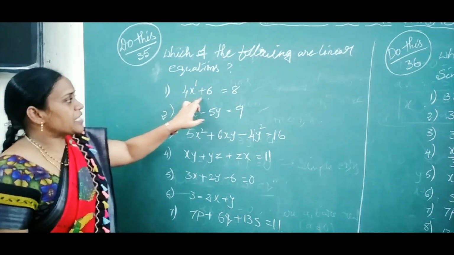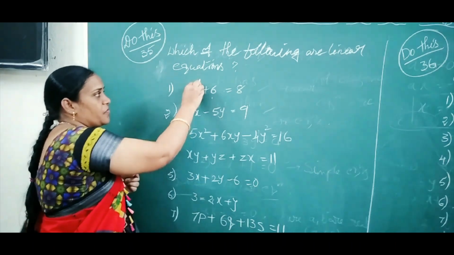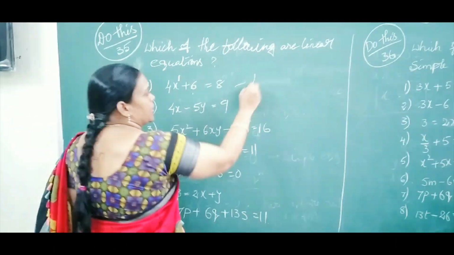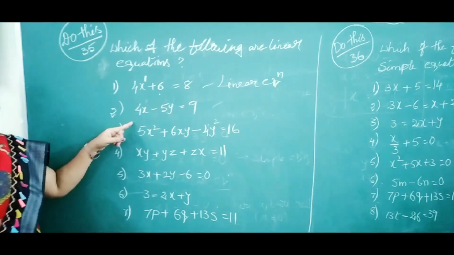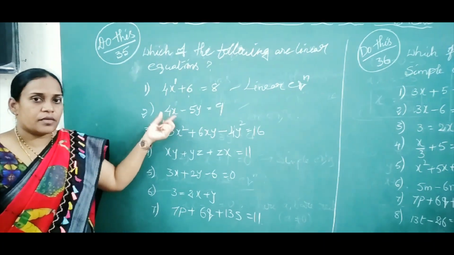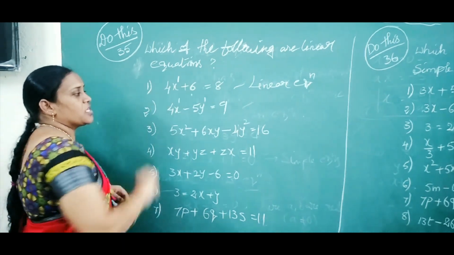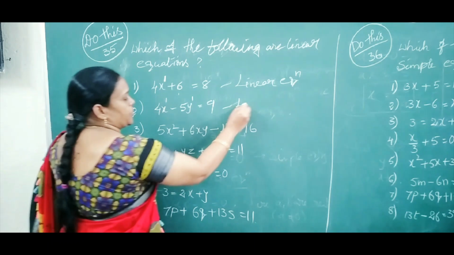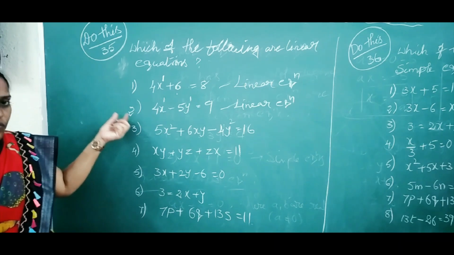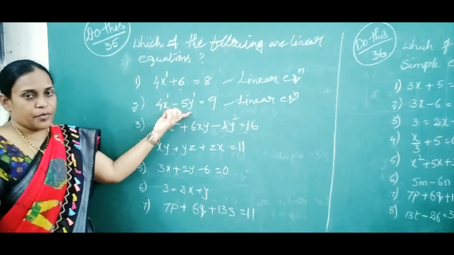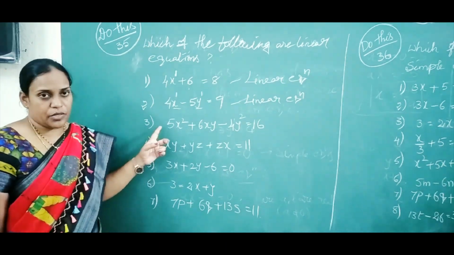See the first one, 4x plus 6 is equal to 8. Here, the x power is 1. The degree is 1. So, it is a linear equation. See the second equation. Is this a linear equation? Yes, it is a linear equation because the highest degree of this equation is 1. But it is not a linear equation in one variable because it has two variables, x and y. So, it is a linear equation in two variables.